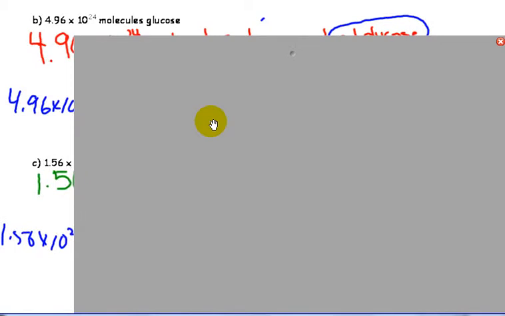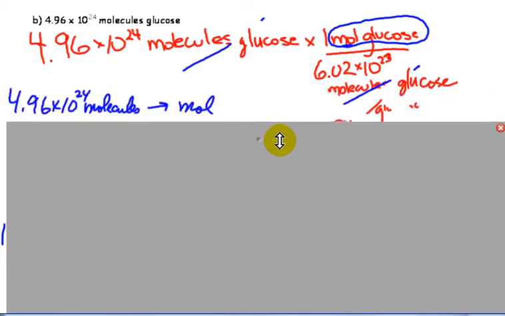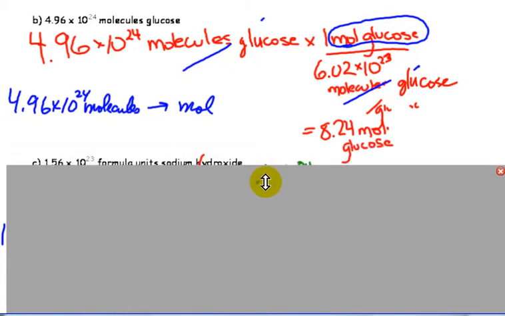Looking at the next one here, we have a few more examples. Going from molecules of glucose to moles. So molecules to moles, unit on bottom, unit on top. So you can see that unit on bottom, unit on top, and it works out quite nicely. 8.24 times 10 to the 4, or sorry, just simply 8.24 moles.